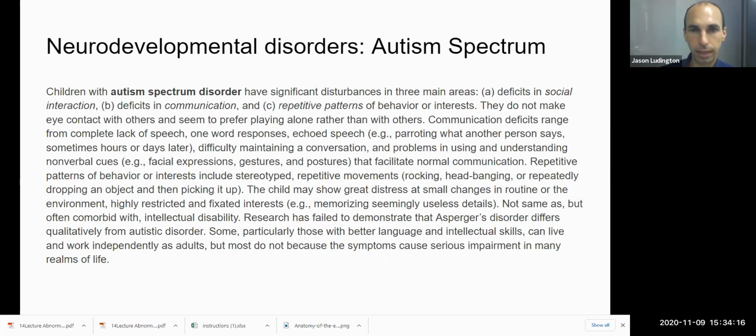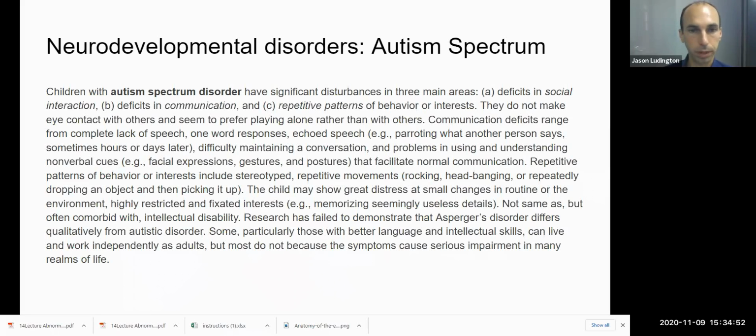They seem to prefer playing alone rather than with others. Their communication deficits range from complete lack of speech. So there's some autistic people who will not talk at all. And they don't know language. They never learned it. Those are the most severe. On the spectrum, then it ranges to difficulty maintaining a conversation and problems in using and understanding nonverbal cues. So it's not just speaking that's the problem, it's communication.